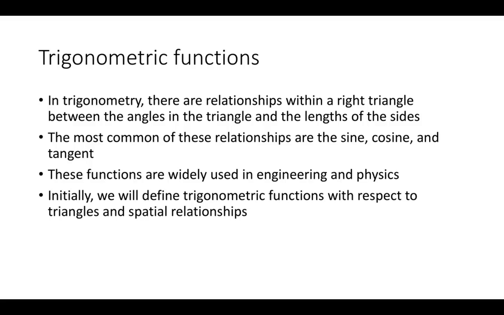slide presentation. Now, in trigonometry, basically there are relationships within a right triangle, which of course you all remember a right triangle has one of its angles equal to 90 degrees. These relationships exist between the angles in the triangle and the lengths of the sides. And the most common of these relationships are the sine, the cosine, and the tangent. As I said before, these functions are widely used in engineering and physics. And initially, we're just going to review trigonometric functions with respect to triangles, and then we'll talk about how we use them in AC voltages and signal processing in electrical engineering.